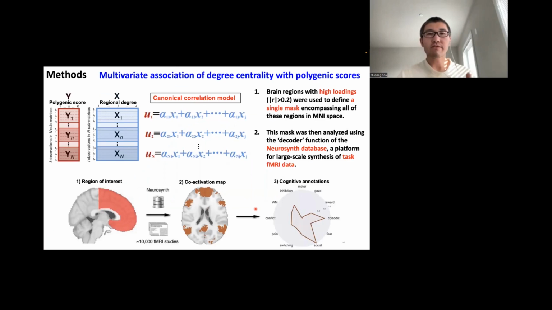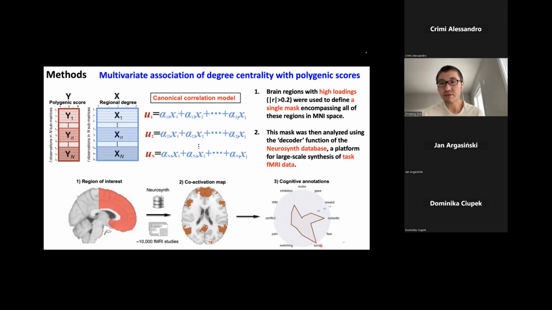And then we can derive the loadings of the population risk for each disorder on the regional degree centrality. The brain regions with higher loading can be used to generate a single mask. This mask can be used as input in the neuroscience data sets to derive a set of cognitive annotations. For example, if we input this mask into the neuroscience data sets, we can generate a coactivation map and then derive the sets of cognitive annotations. For example, this brain region could be associated with inhibition function, social interaction function, and episodic memory.